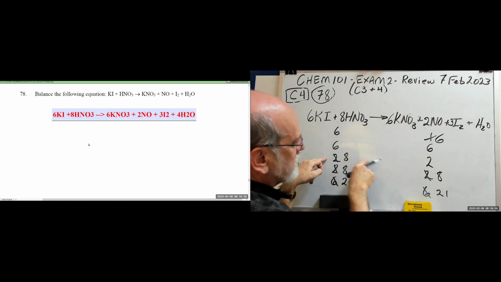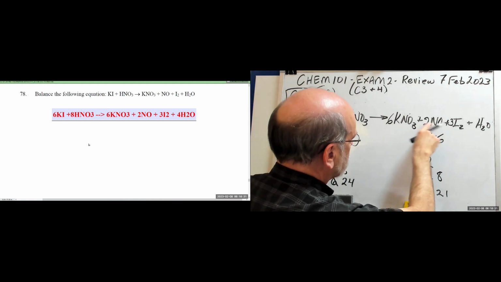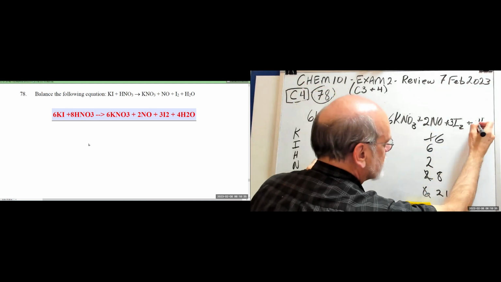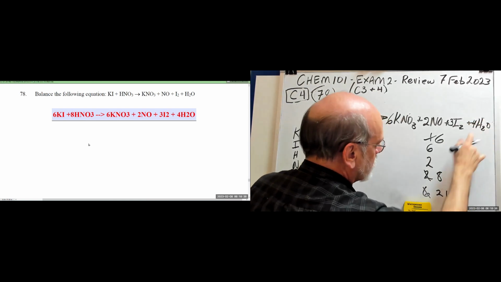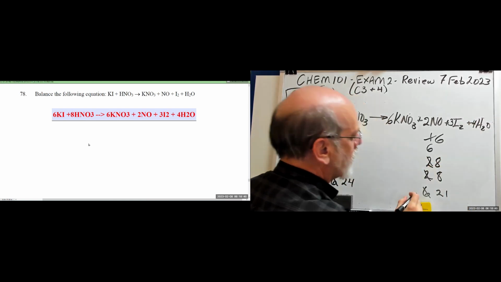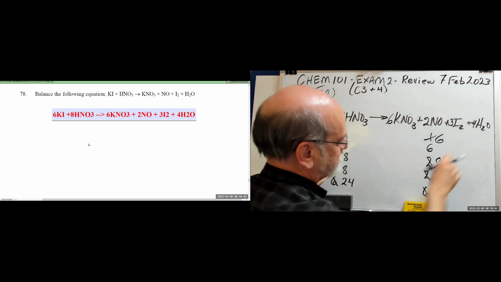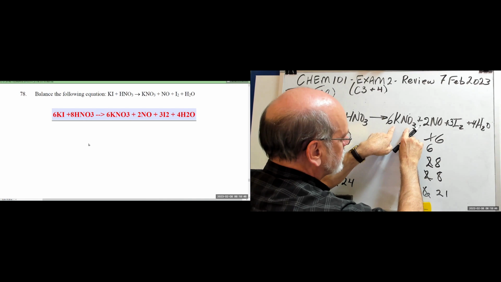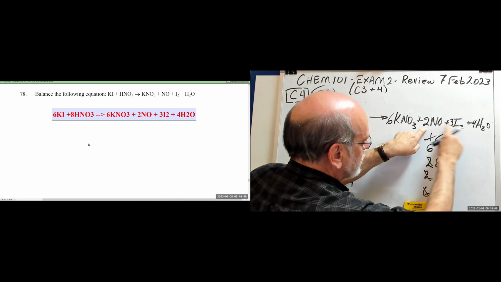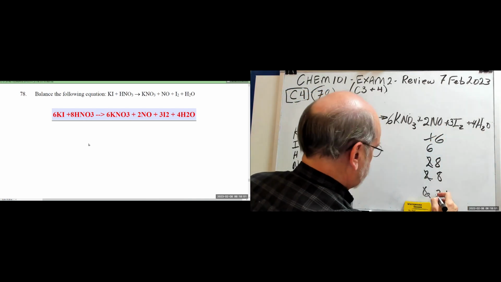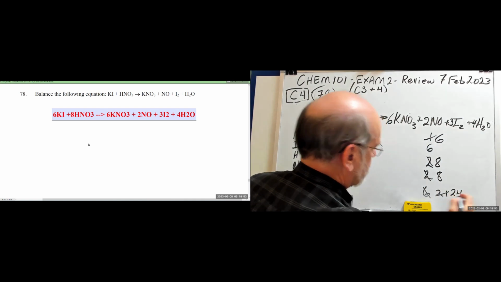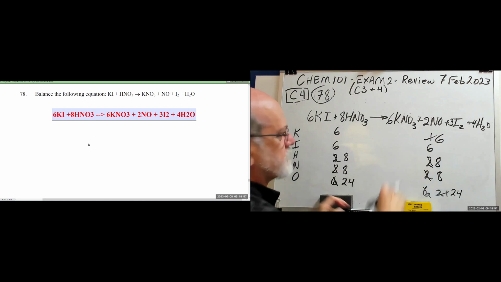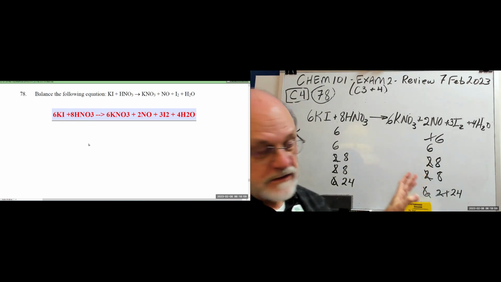Now we've got an imbalance of hydrogens, right? So where do we get hydrogens? Over here. We need 8 hydrogens on this side. So a 4 there will give us 8. That'll also change the number of oxygens. So now we have 3 times 6 is 18, 19, 20, 24. 24 oxygens. 24, 8, 8, 6, 6. We are balanced.